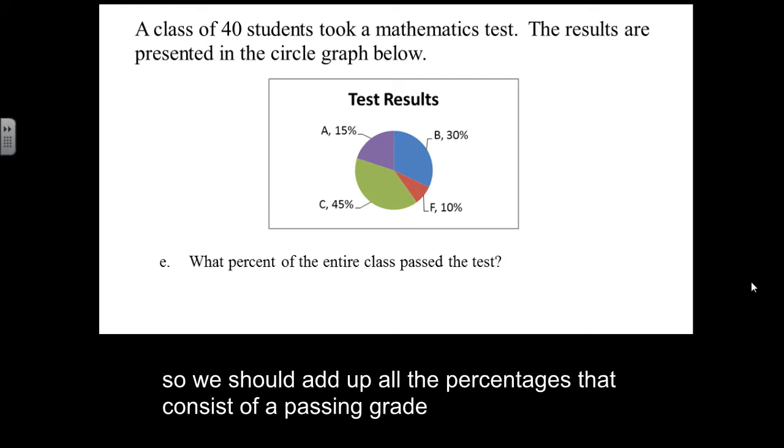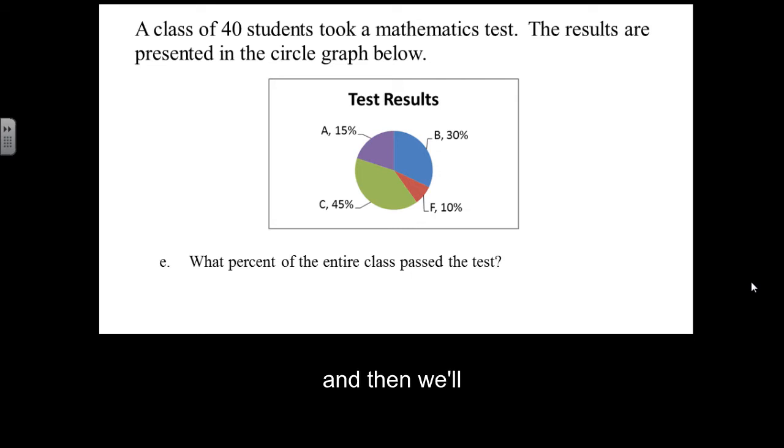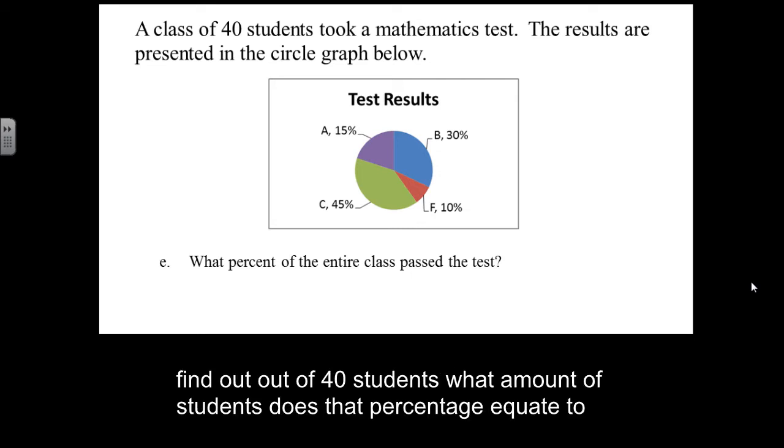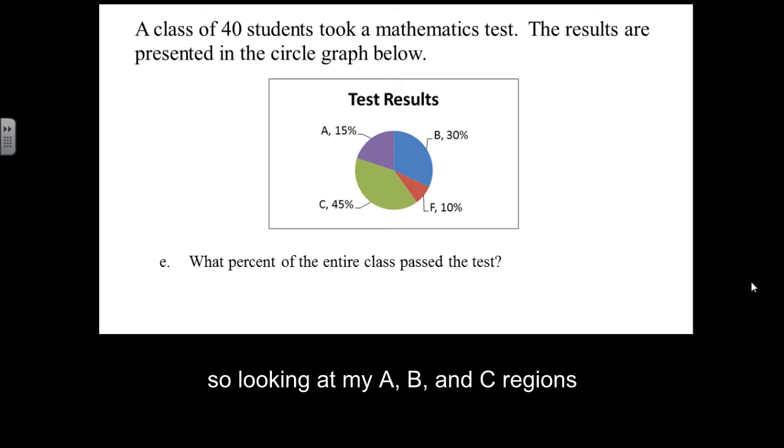So we should add up all the percentages that consist of a passing grade, and then we'll find out of 40 students, what amount of students does that percentage equate to. So looking at my A, B, and C regions, I have 15, 30, and 45%, which when you add up, we'll get 90%. Again, from 30 plus 15 plus 45.